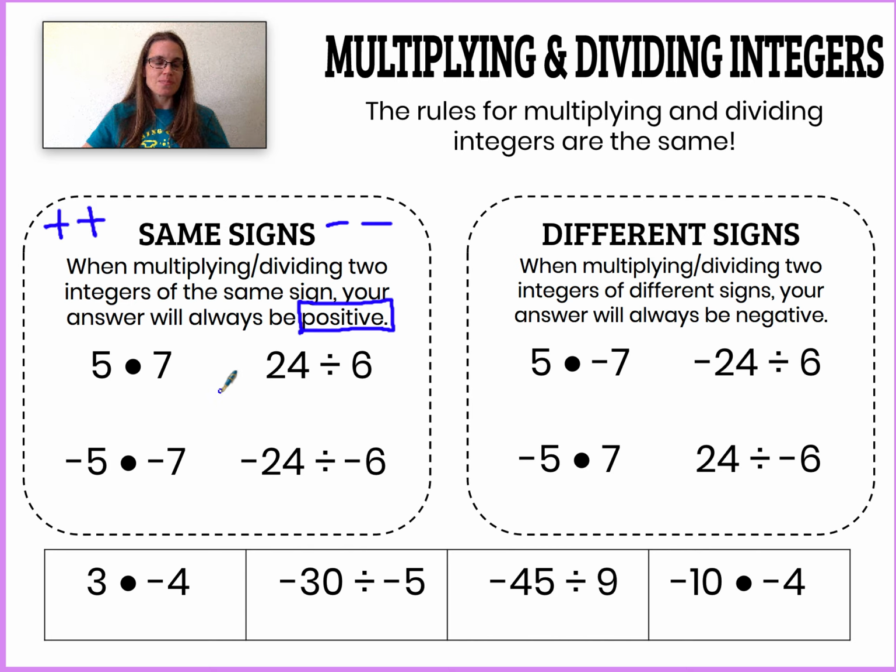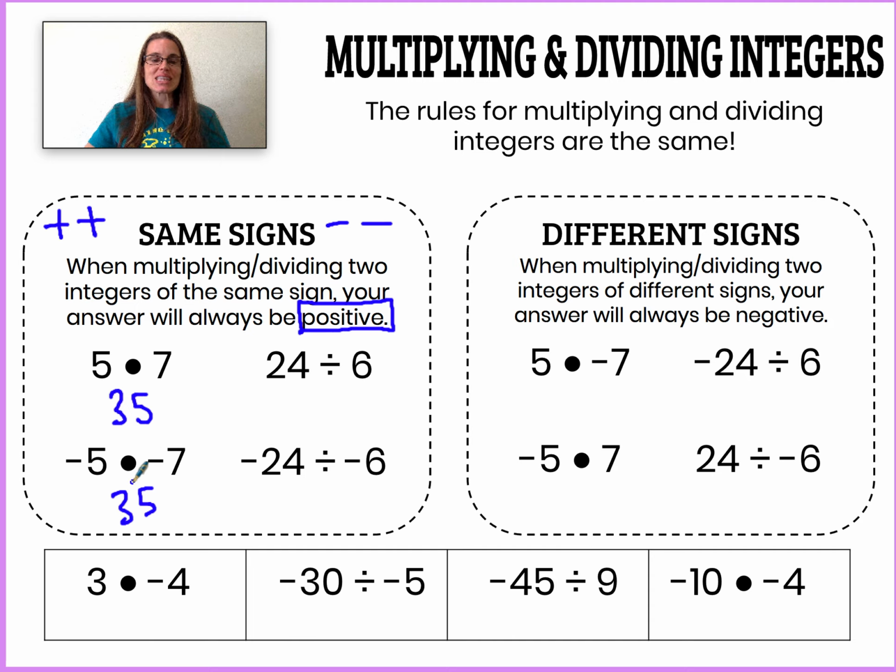Let's go ahead and practice that. 5 times 7, like I said, it's still 35. And then the sign of my final answer is positive because both of the original numbers were positive. Next example, negative 5 times negative 7. 5 times 7 is still 35, just like it's always been. But now we determine whether our answer is positive or negative by looking at the original two numbers. Both of the original numbers are negative, meaning same sign, and therefore my final answer is positive. So positive 5 times positive 7 is positive 35, and negative 5 times negative 7 is positive 35.